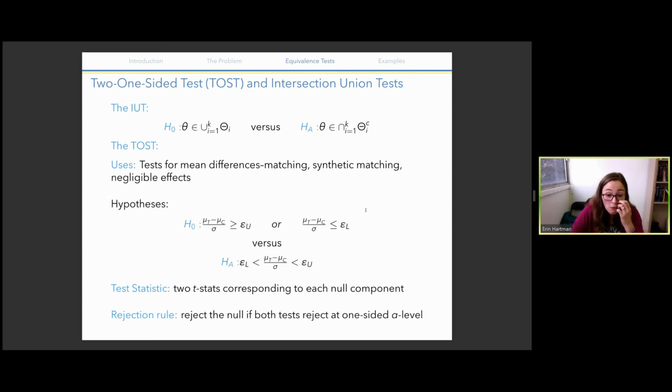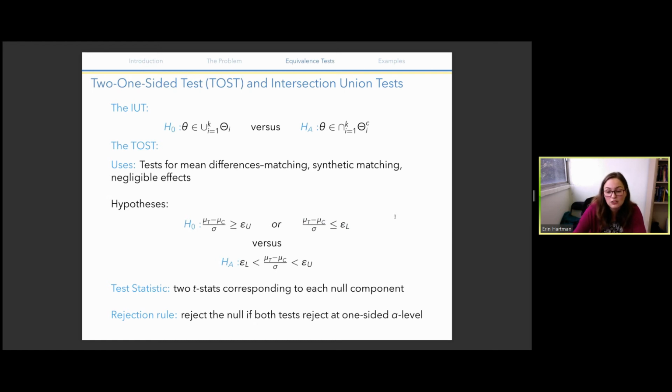So what does this mean for the two one-sided tests? We start with a null hypothesis that's the union of: it's either larger than our upper bound or lower than our lower bound. And then the complement of those two is that our difference, or our standardized difference, is within this equivalence range. These types of tests are really good for when you're doing, say, mean difference testing of any sort. So matching, synthetic matching at some number of periods, looking for negligible effects, any sort of placebo outcome.